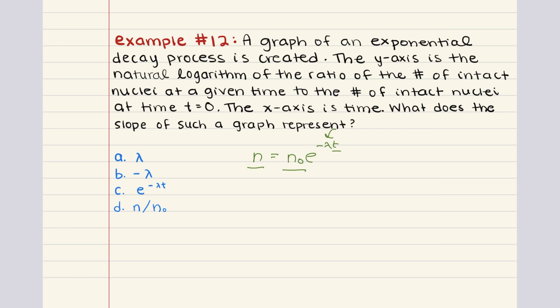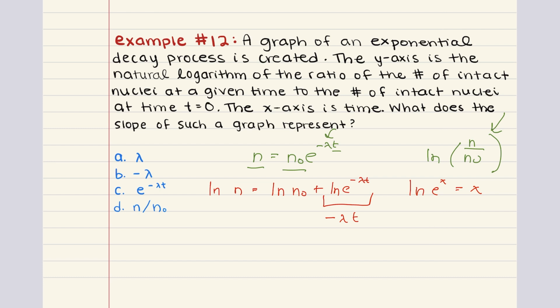Now, the graph that's described in this problem plots the natural logarithm of the ratio of N to N naught. To obtain this expression, we're going to have to take the natural logarithm of both sides of the exponential decay equation. When we do that, we get natural log of N is equal to natural log of N naught plus the natural log of e raised to negative lambda t. Now, using the log property that says that natural log of e raised to x is equal to x, we can go ahead and rewrite this term as just negative lambda t.